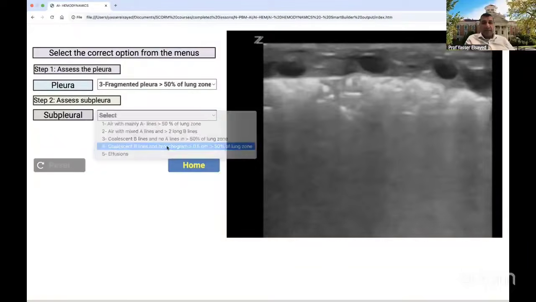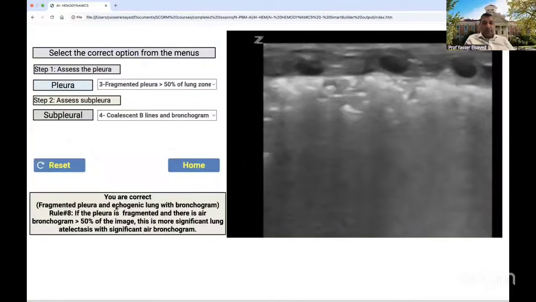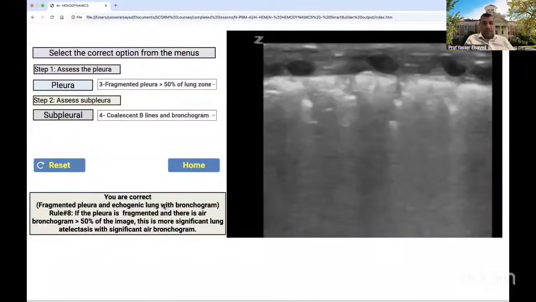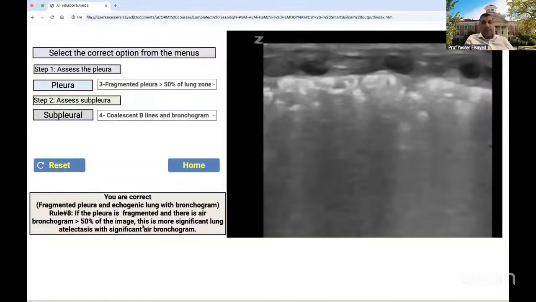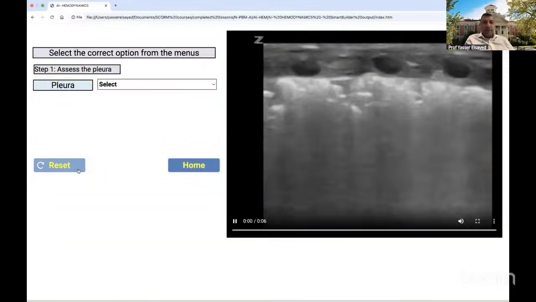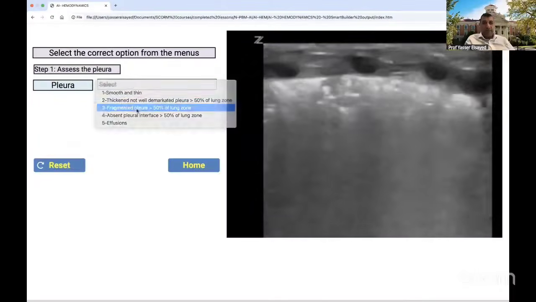So if you select the right answer, you will get a complimentary explanation that you are correct, explained in writing and in sound why you are correct. But if you are incorrect, I will just select any other random answer.